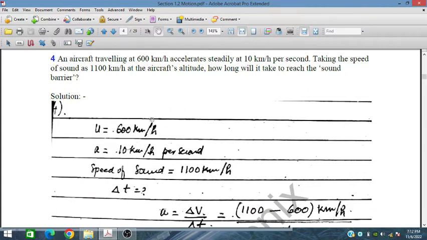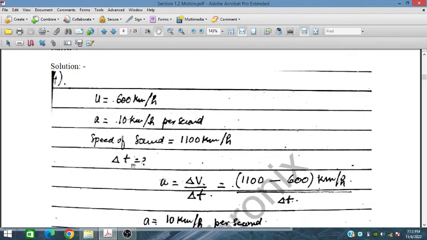So we have initial speed u of 600 kilometers per hour, and acceleration is given as 10 kilometers per hour per second. Here we have two times: this is speed and this is change in speed per second. This speed is changing every second. The speed of sound is 1100 kilometers per hour, and we have to find the time.